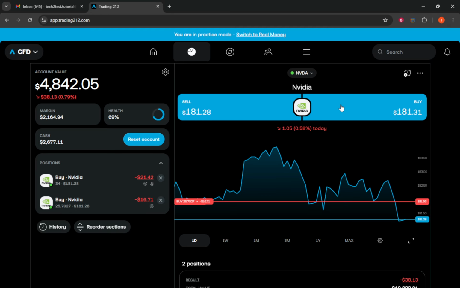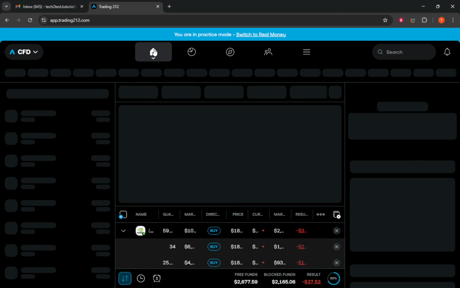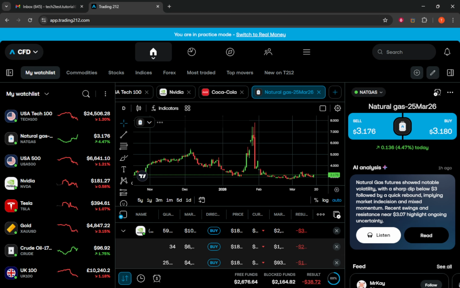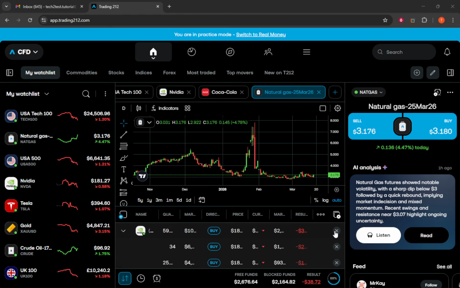A few final tips. Market sells are fast, but can vary in price. Limit sells offer control, but aren't guaranteed to fill. If your shares are inside a pie, you may need to remove or adjust them before selling. And you can always sell partially instead of closing everything at once.